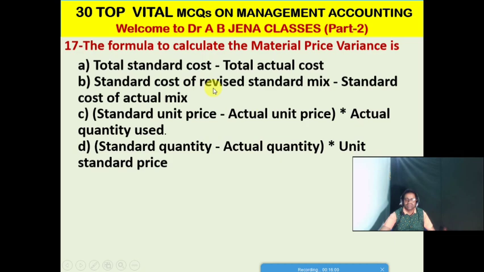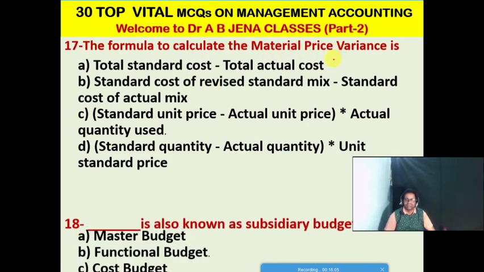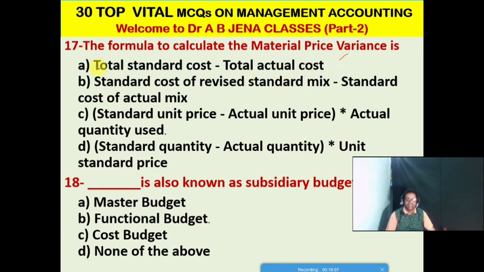So next one MCQ. The formula to calculate the material price variance is what? A. It's the total standard cost minus total actual cost. B. It's the standard cost of revised standard mix minus standard cost of actual mix. C. It's standard unit price minus actual unit price into actual quantity used. D. Standard quantity minus actual quantity into unit standard price.